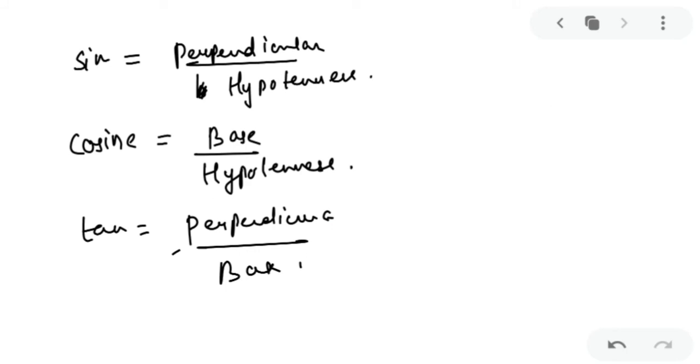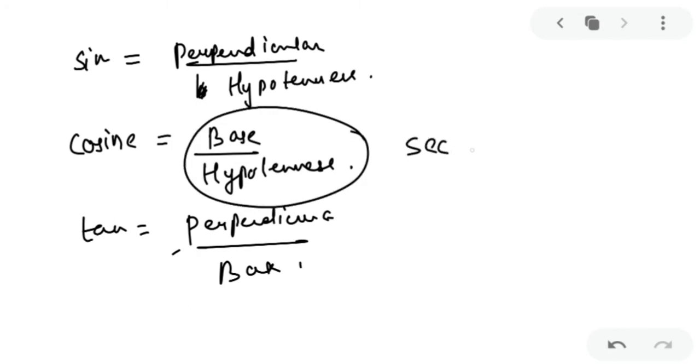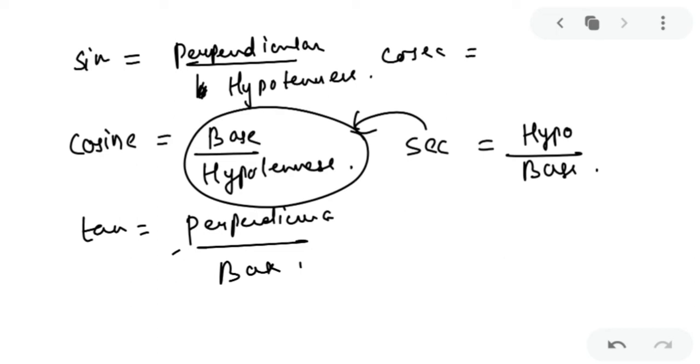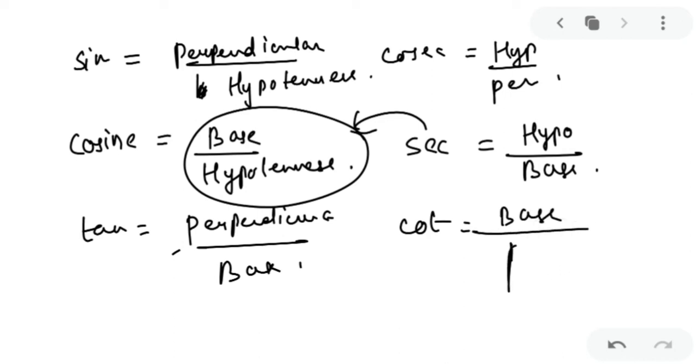Now my dear kids, अगर आप cos ले रहे हो तो आपको मैंने already दिया है base upon hypotenuse. Now what is sec? Sec is reciprocal of cos, not opposite, reciprocal of cosine. So that will be hypotenuse upon base. What is cosec? Cosec is reciprocal of sine, that is hypotenuse upon perpendicular. And what is cot? Cot is reciprocal of tan, that is base upon perpendicular. Got my point clear?